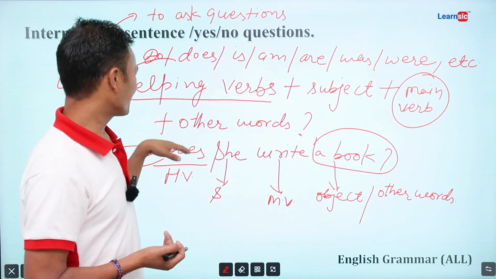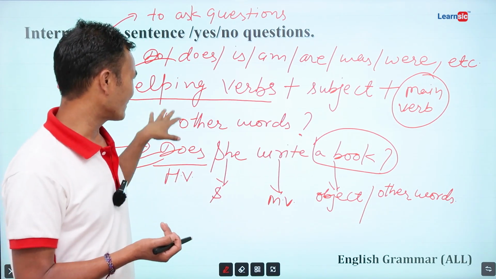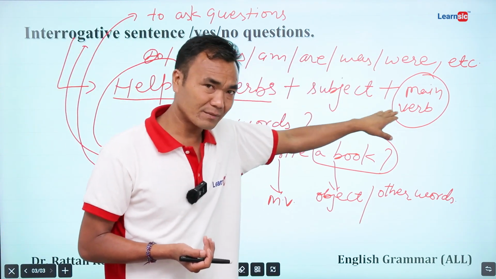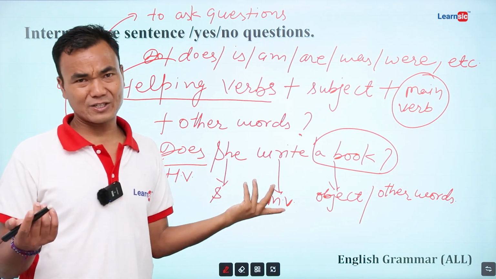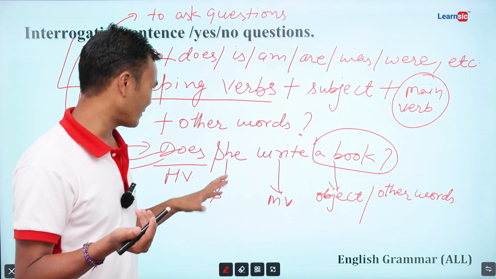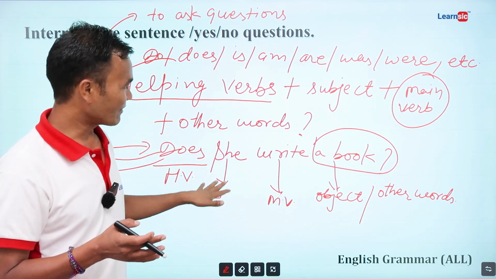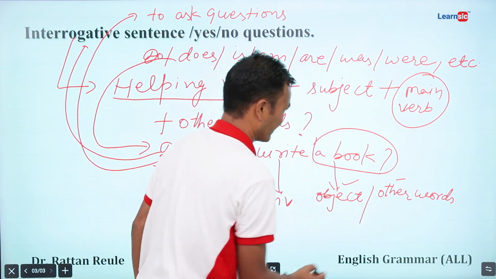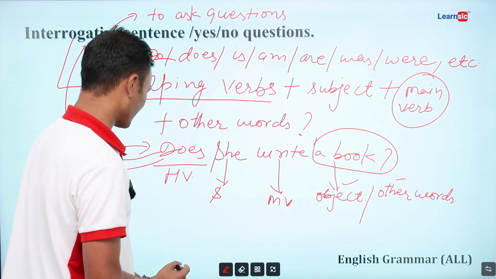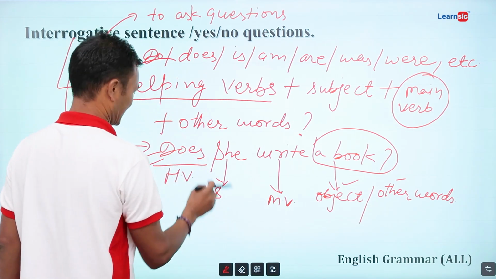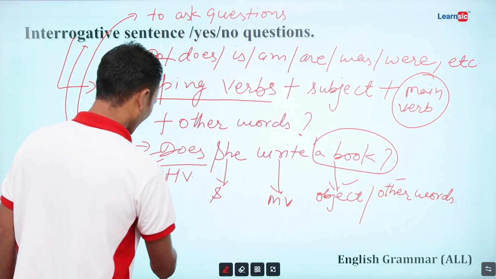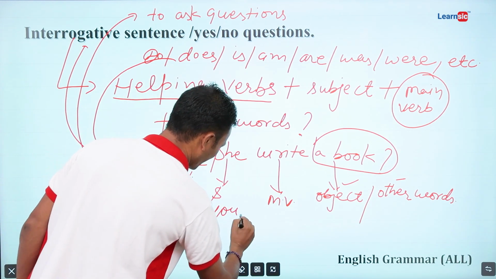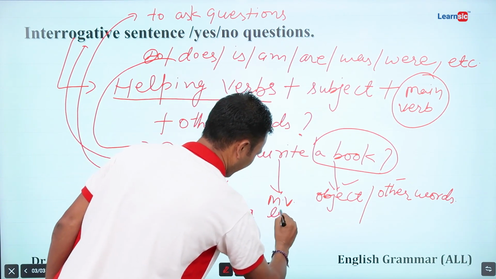And the structure is very systematic. It starts with a helping verb, then subject, then main verb. Sometimes if there is no main verb, no problem, no worries. Then after that, other words, which we call the object or other words. So I will give you one more example of it: Are you a learner?